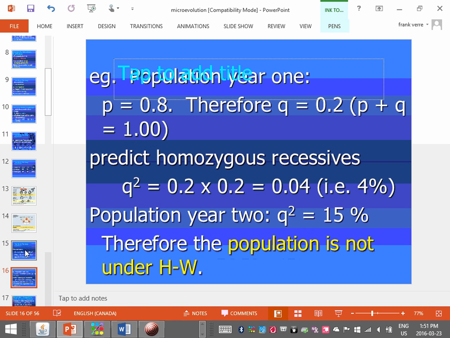So in this scenario here, here's another example. Maybe Q squared is 4% one year. Maybe the following year, it's 15%. It's changed. 15% is much different than 4%.